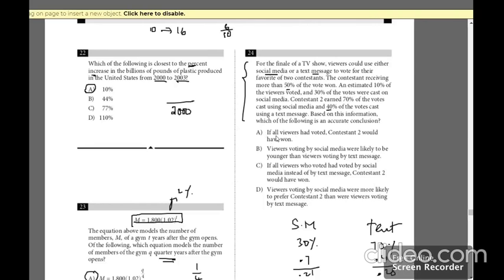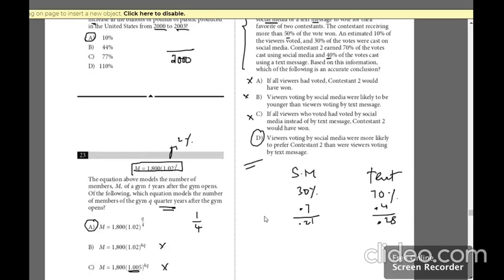So if you look at the options: viewers voting on social media were likely to be younger than viewers. No, that's wrong, because 0.21. If all viewers who voted had voted by social media instead of by text message, it would have won. This information is not there either. So option D. Why I said that? Because viewers voting by social media were more likely to prefer contestant 2 than were viewers voting by text message. This is there. This is a little tricky, but that's how you have to work it out.